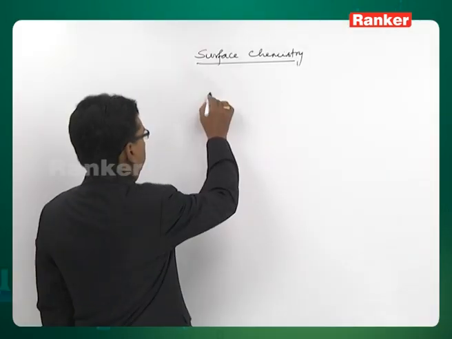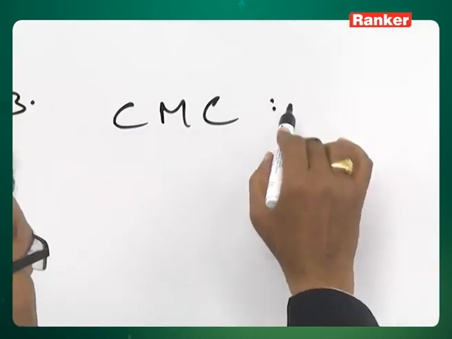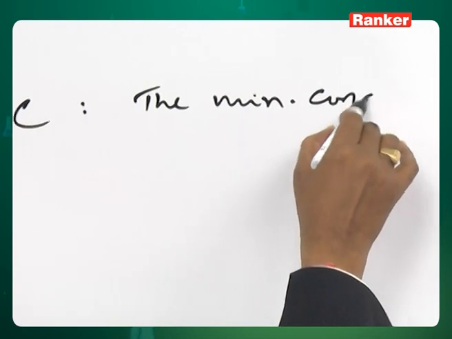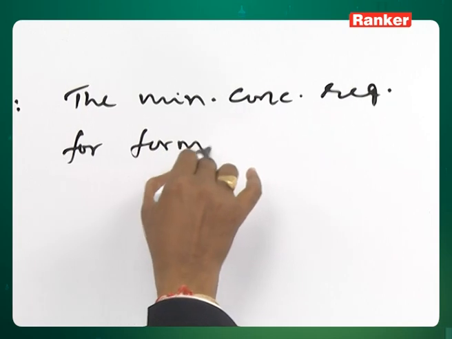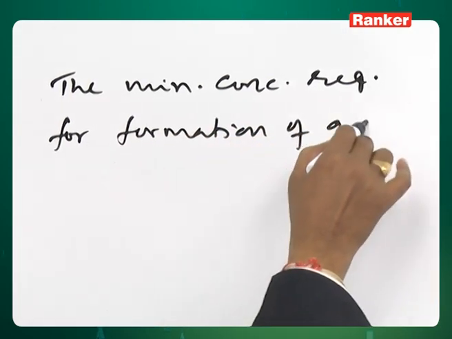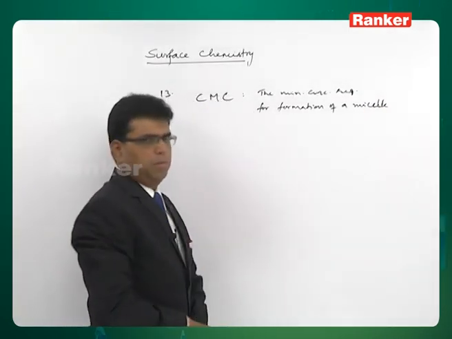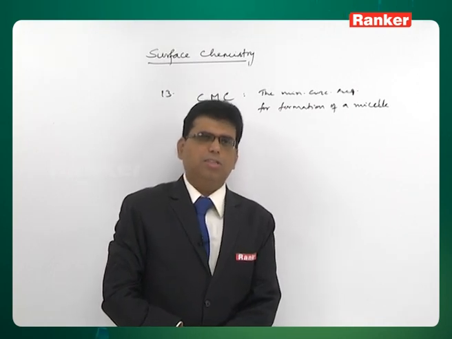Now, let us look at question number 13. For surfactants, find the incorrect statement about the critical micelle concentration, CMC. What is critical micelle concentration? Critical micelle concentration is the minimum concentration required for the formation of a micelle. The minimum concentration required to form a micelle is what is called critical micelle concentration.